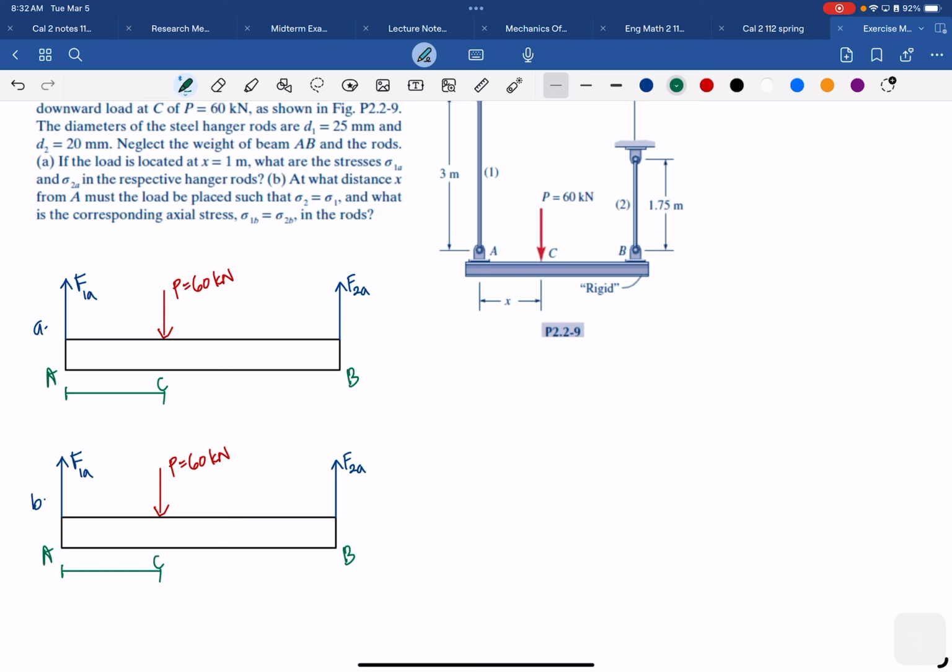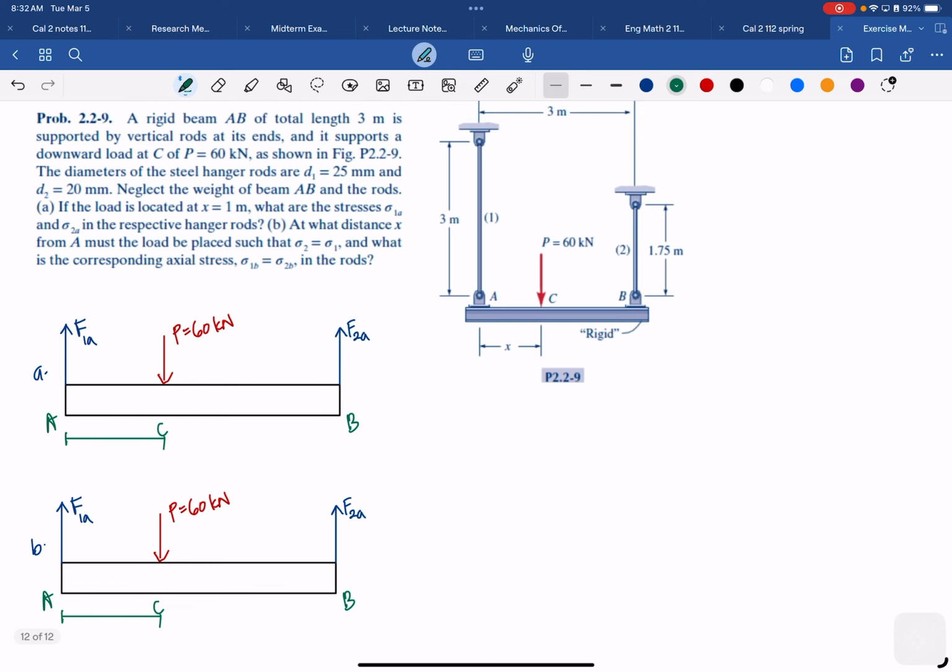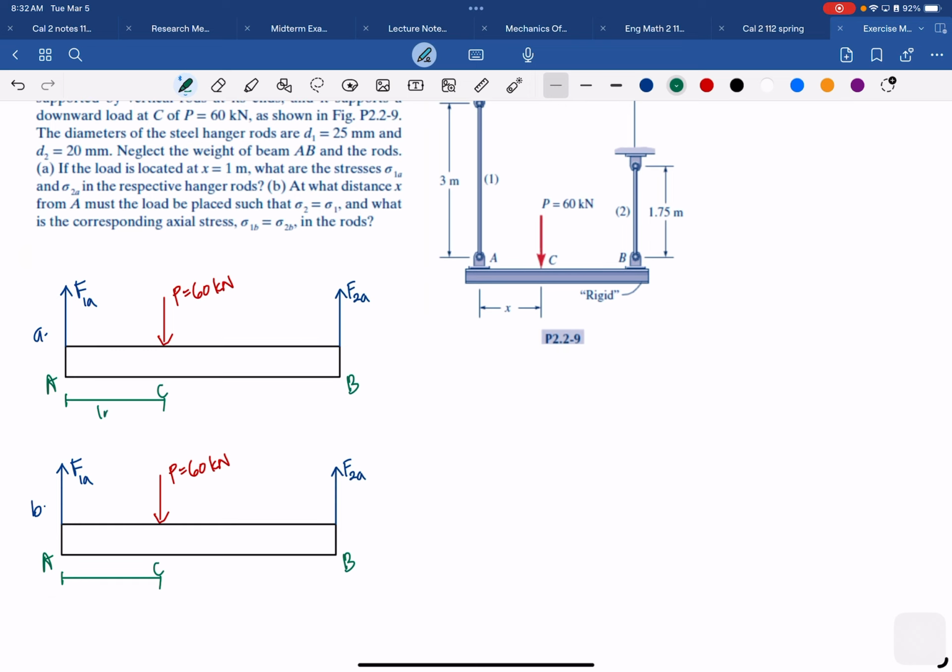So for A, the total length is 3 meter, and this is 1 meter. So the other part is 2 meter. So this will be 2 meter. Okay, so I think we get everything for A.